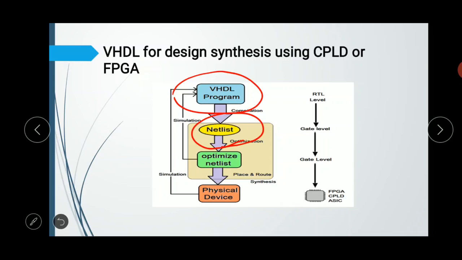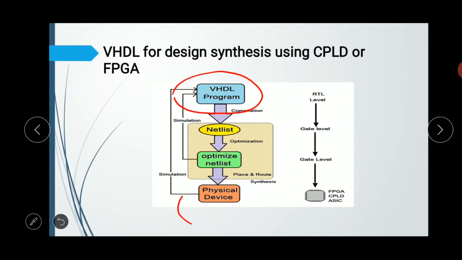Next, this netlist is further optimized to get an optimized netlist. Again, at gate level, optimization is done for better speed and less space. The simulation of the design is done at this stage.